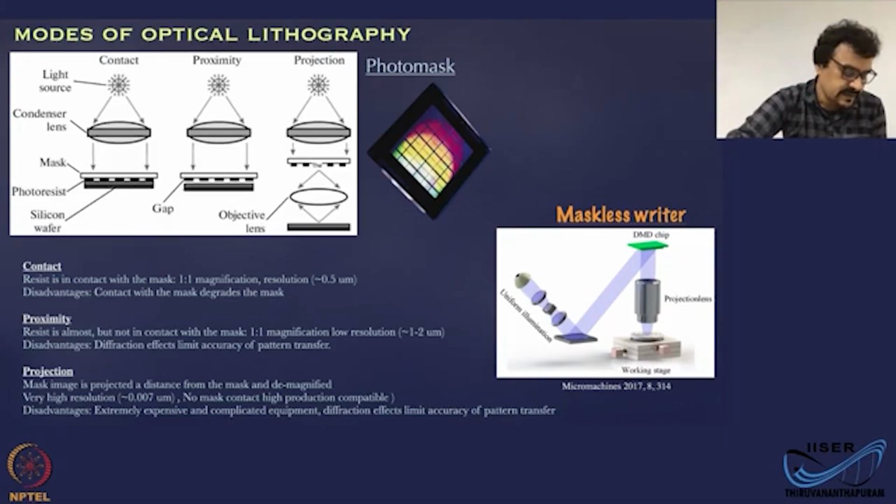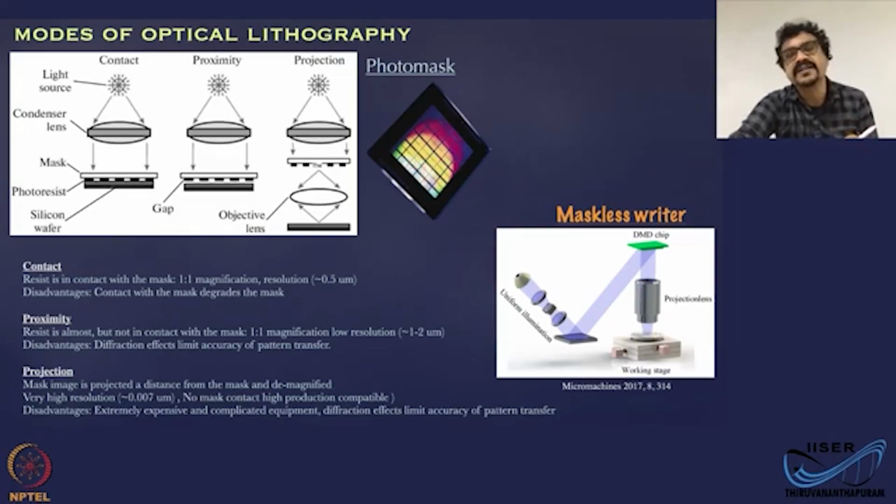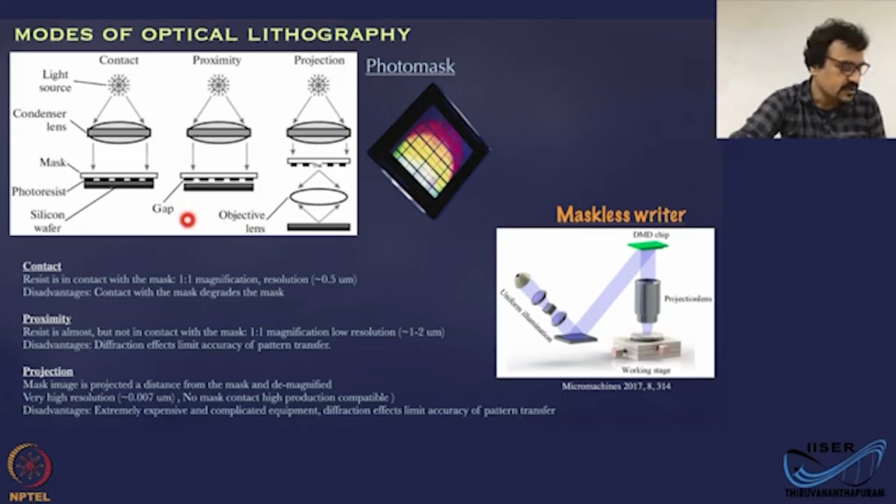Essentially this mask, which contains the pattern, is a glass or a quartz plate which is coated with some chromium, and then that chromium has been patterned to whatever the desired shape is that you are going to get transferred onto the substrate. Now there are three modes in which you can do the lithography. One is called contact mode, and the second is proximity mode. It's almost in contact, you can say soft contact. This is a hard contact, and there is a projection mode.